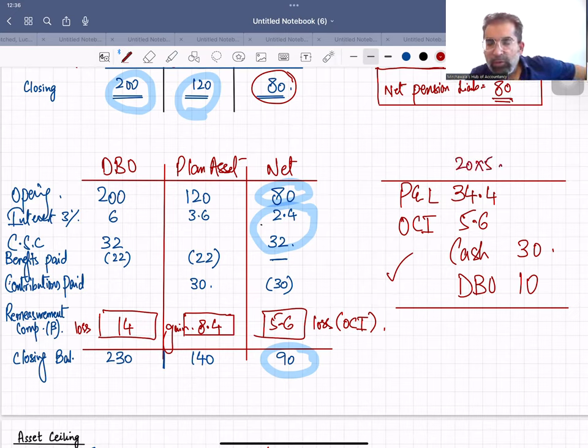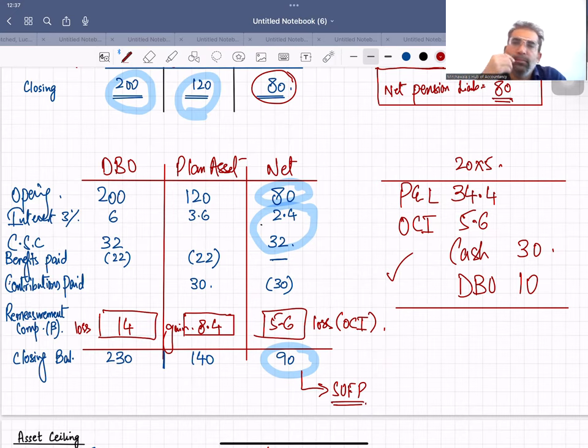And now what amount will go in P&L? It's 34.4. What amount will go in OCI? It's 5.6. And finally, in SOFP, we all know we will report the year-end net non-current liability. So 230 minus 140, 90. This amount will go in SOFP at the year-end. Okay? Right?